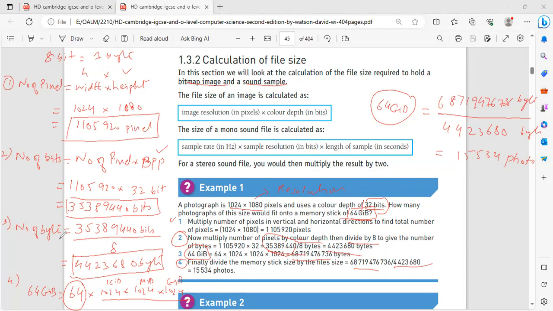Then you have to calculate the number of bytes: 35389440 bits divided by 8. You will get the number of bytes. Okay, 4423680 is basically the number of bytes for only one file, one photo. You can say one photo will take these bytes, 4423680.